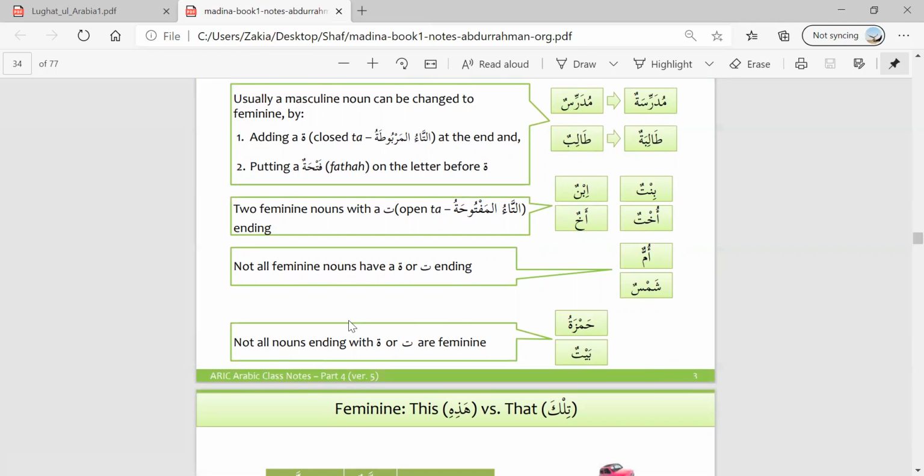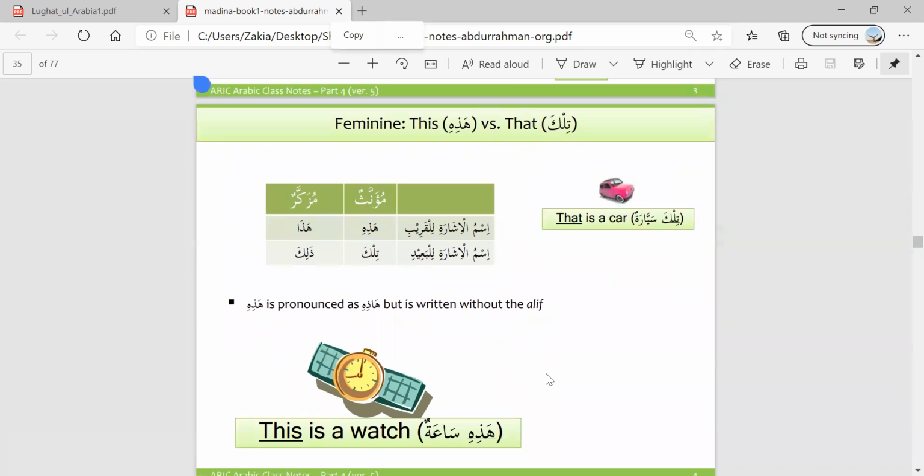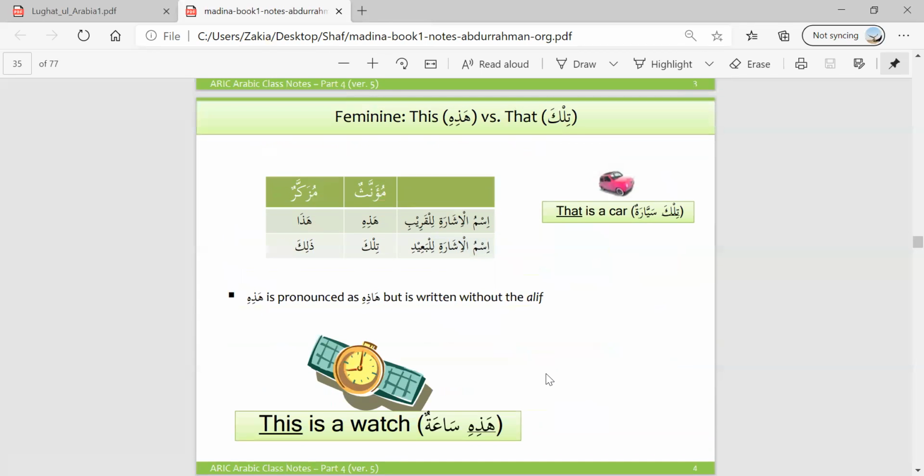The other thing is that not all nouns ending with ta marbuta or ta maftuha are feminine. So Baytun is not feminine, even though it ends in the ta. There's always an exception to the rules, and I think that's really important to understand because you have that same sort of concept in English as well.